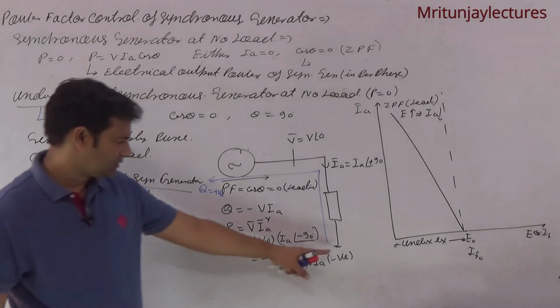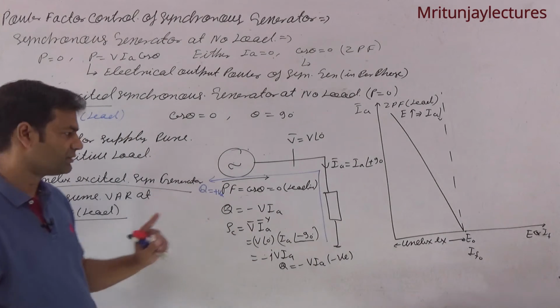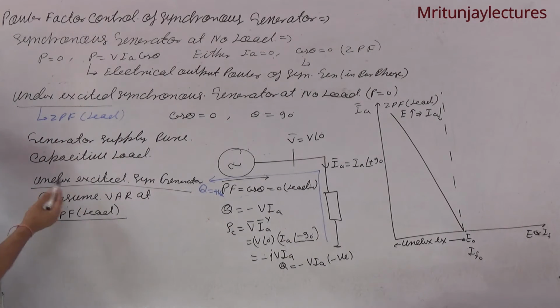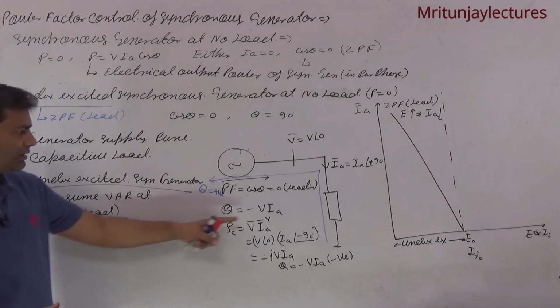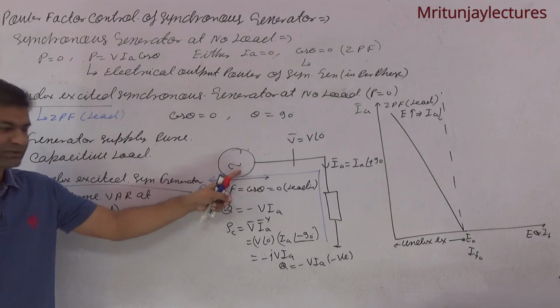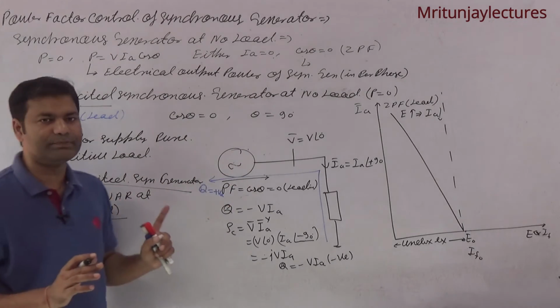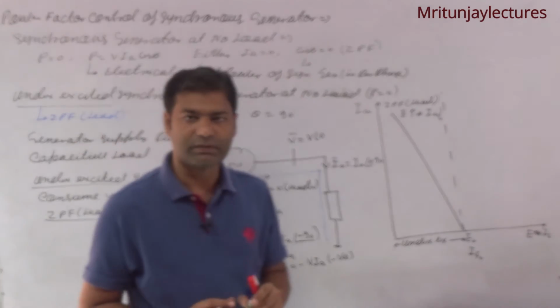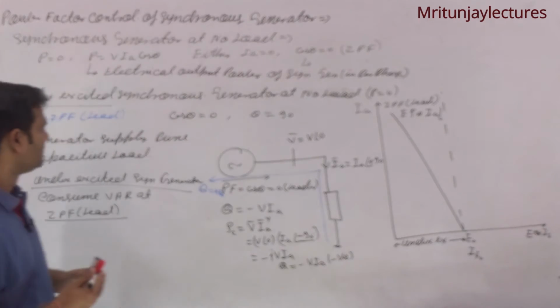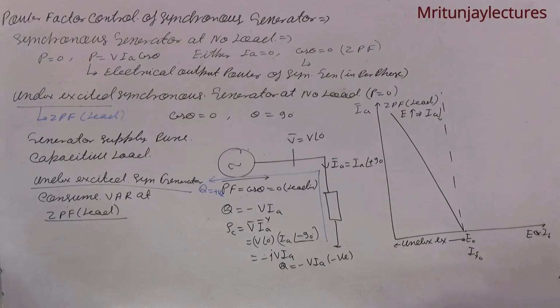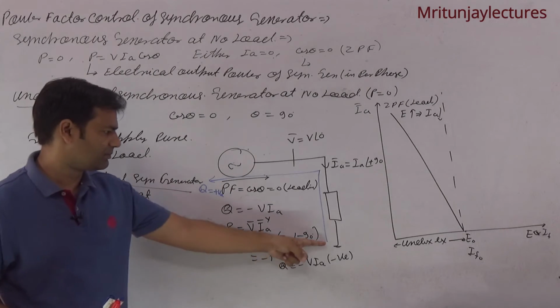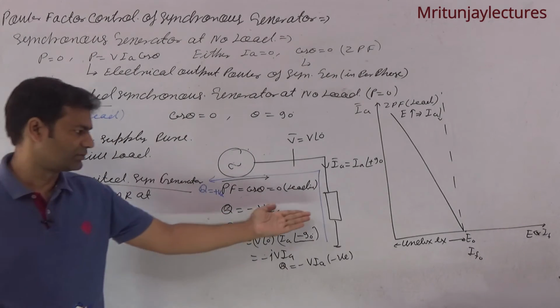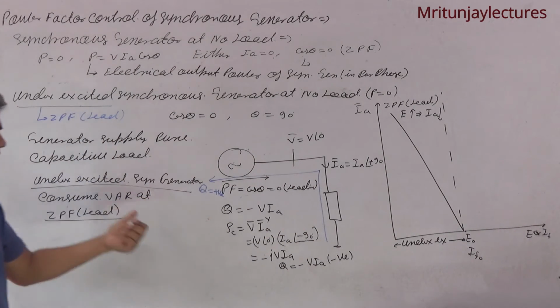Power flows from load to generator. That's why you can say that an under excited synchronous generator at no load consumes power at ZPF leading. Clear? Or you can say in another way, generator supplies pure capacitive load. Both are the same thing.